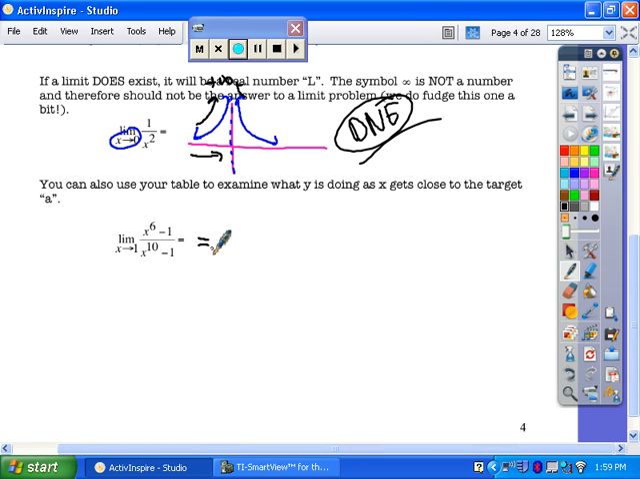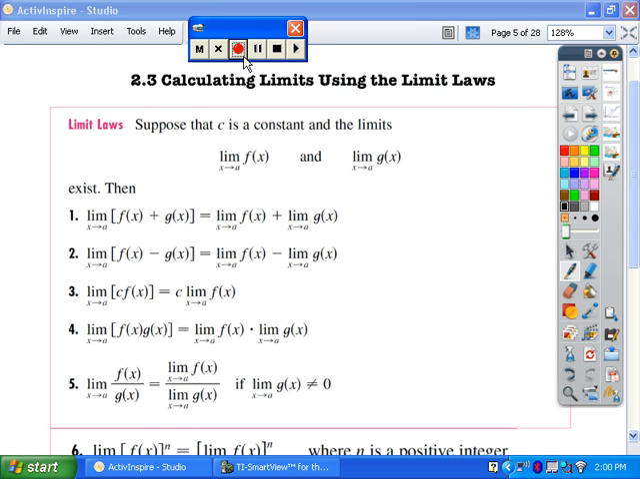This next one, we'd use our table again on our calculator and just plug that in, look at the table, and if you do that, you should see about 0.6 as well for that one. Comes down and can do that type of thing here.